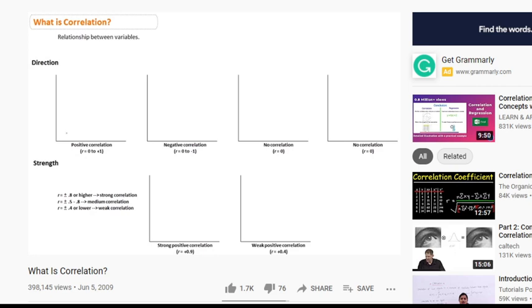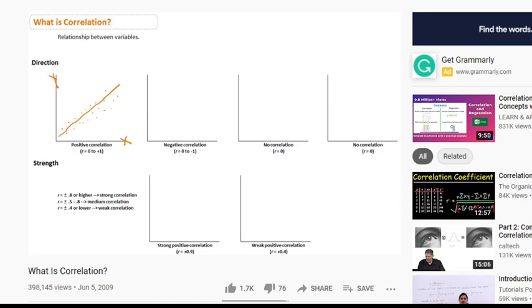So if we have a data set that has points that look like what I'm putting on here now, we can see that if we drew a line through this data, it is going in an upward sloping direction. What this tells us is that as our variable x increases, our variable y is also increasing.